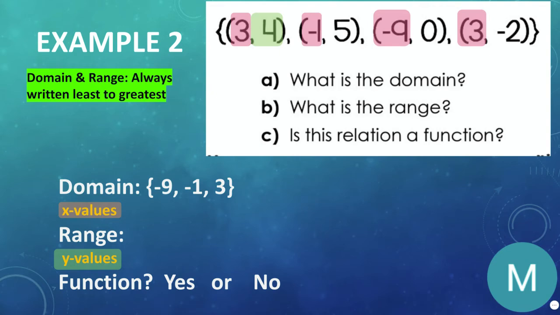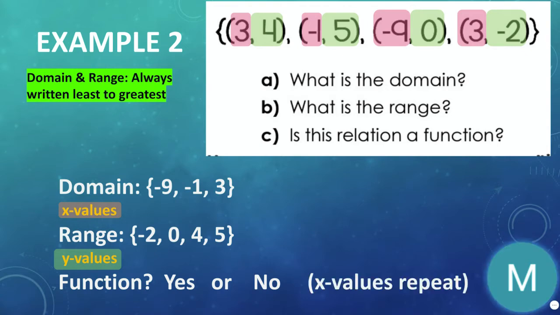Now my range are all the y values highlighted. So I write my range from least to greatest, which is -2, 0, 4, and 5. Notice that the x values do repeat. Since the x values do repeat, this is not a function.